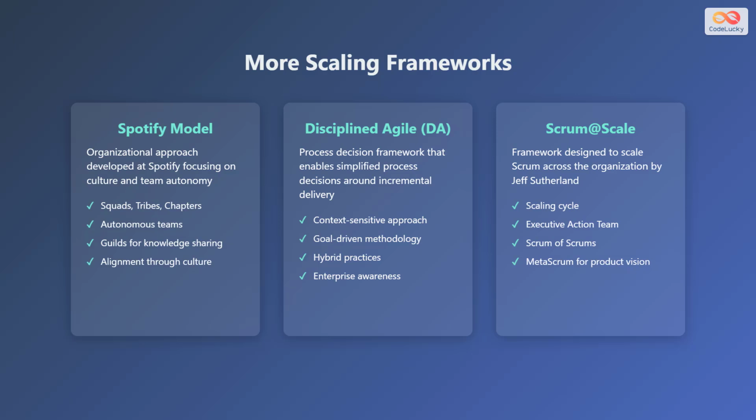Here are some additional scaling frameworks you might find useful. The Spotify model is an organizational approach developed at Spotify focusing on culture and team autonomy, and features squads, tribes, chapters, autonomous teams, and guilds for knowledge sharing and alignment through culture.